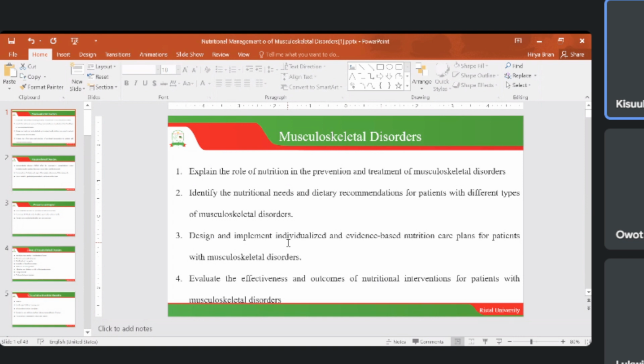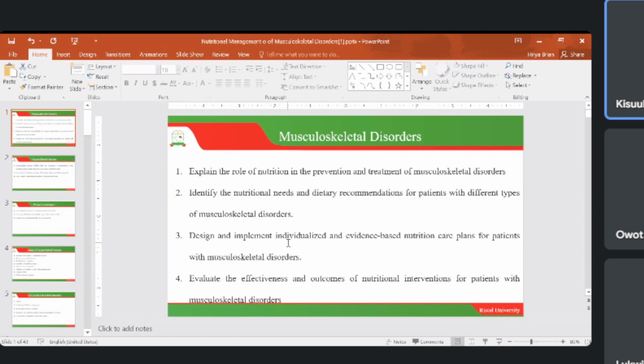And really, we also want you to be able to design and implement these individualized and evidence based nutrition care plans for patients with musculoskeletal disorders. Really, whenever we have our engagements, what I really tell us is the different foods that are rich in those various nutrients that are indicated for the various conditions that we have. However, it is about you as students and also people who are engaged in this field of nutrition to go and try to write those foods down, come up with those plans on your own.